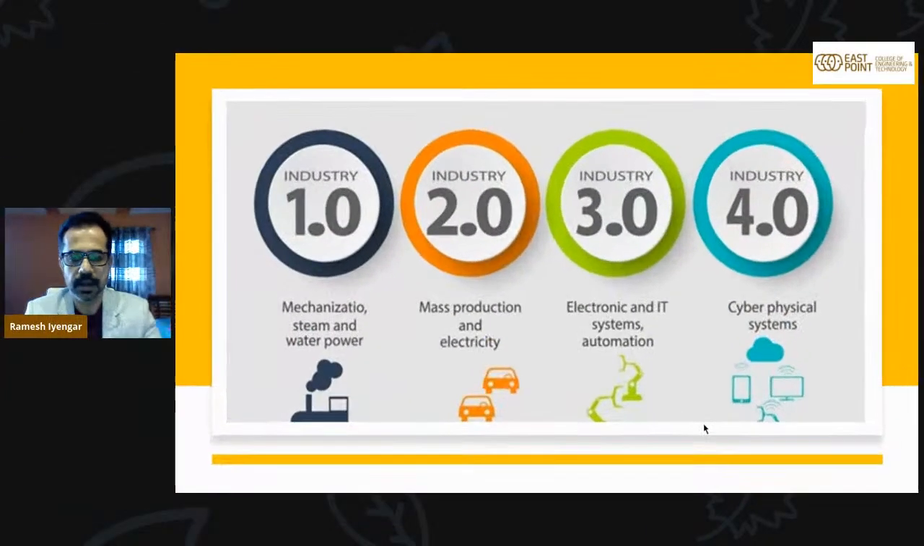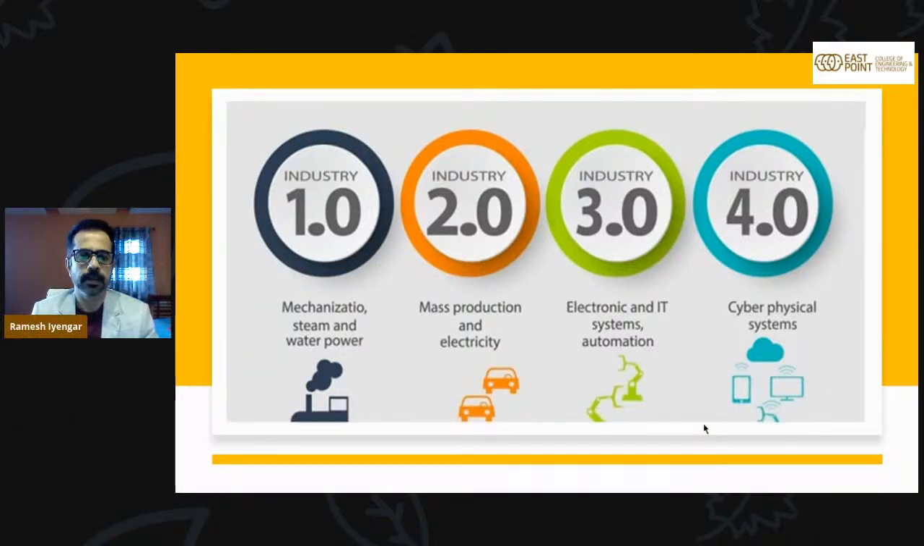Just to give a quick introduction, I know this is not new for you all, but what I want to touch upon is, as you all know, the industrial revolution started way back in the 18th century, somewhere around 1750 or 1780. The industrial revolution, with steam and water power plants, is where it started. Then it took about 100 years to move to Industry 2.0, wherein mass production and electricity were generated.